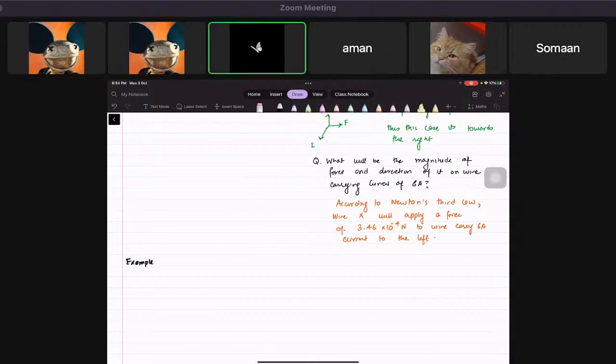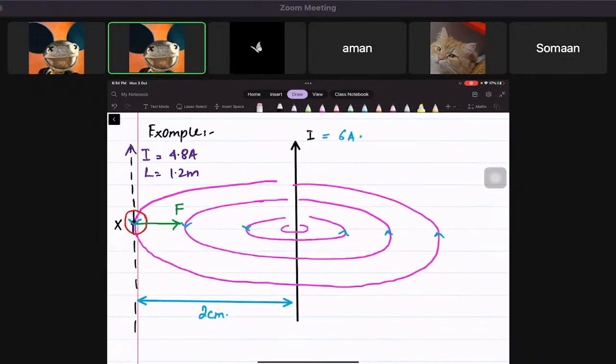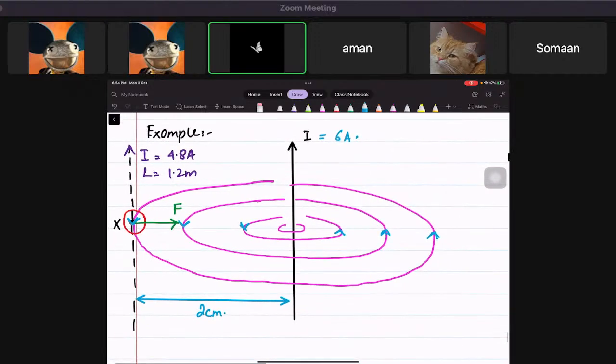Sir, how did you know at X the field was out of the page? Because when I drew the magnetic field, if you look at this magnetic field, it's an anti-clockwise field, right? So it's coming out from this side, from the left side. If you look at where the red circle is, from the front, don't you think it's coming out towards you? That's how I know, by drawing that field. Understood? So if you take the arrow on the other side, it's into the page, because it's going away from you.